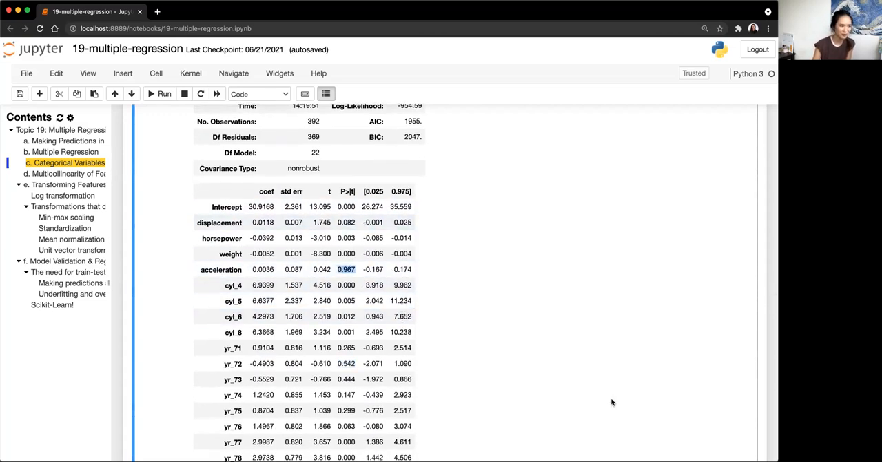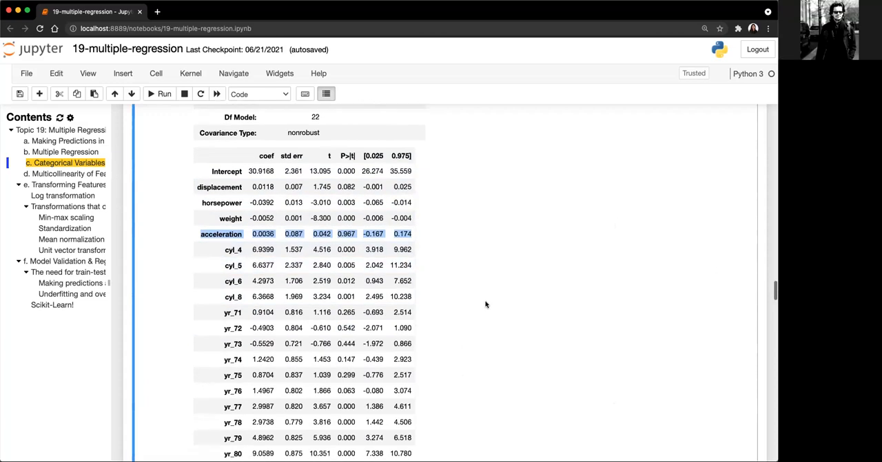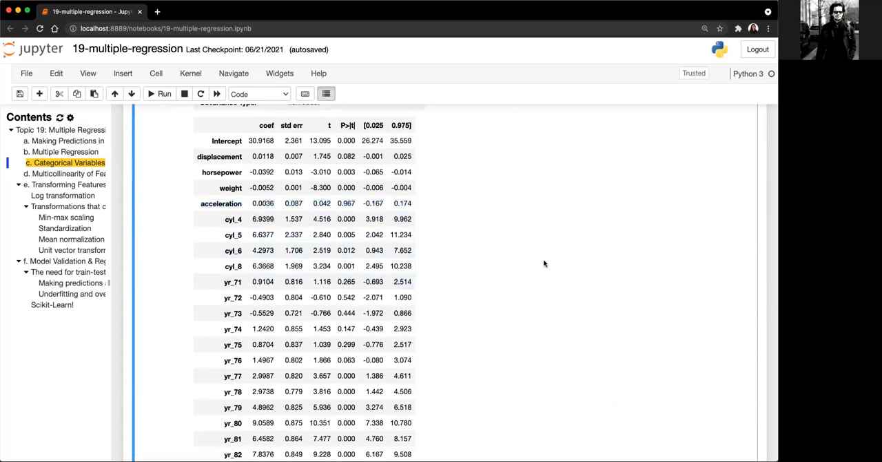For example, acceleration's p-value went all the way up to 0.967, which just goes to say that there's definitely no relationship between acceleration and miles per gallon. Did that happen because we then broke down the cylinders and years, and it was able to focus in on those and see where things were happening, and it showed that acceleration wasn't useful? Okay, thank you. Yeah, that's a good point.